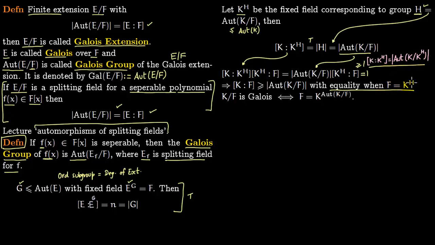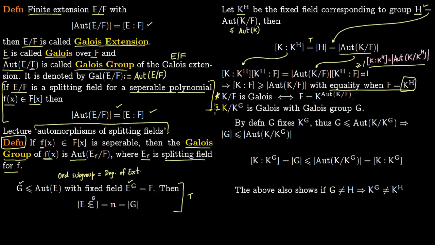So this is only when F is equal to K^H, but H is this group, the automorphisms of K which fix F. So instead of F you are writing K^H. So K over F is Galois if and only if F is equal to K^H. So this is K^H, so this is nothing but H here. So notice that this is H. So K over F, this finite extension, is Galois if and only if this F is the fixed field corresponding to the group of automorphisms of K which fix F. Quite a mouthful, but this statement is pretty clear.